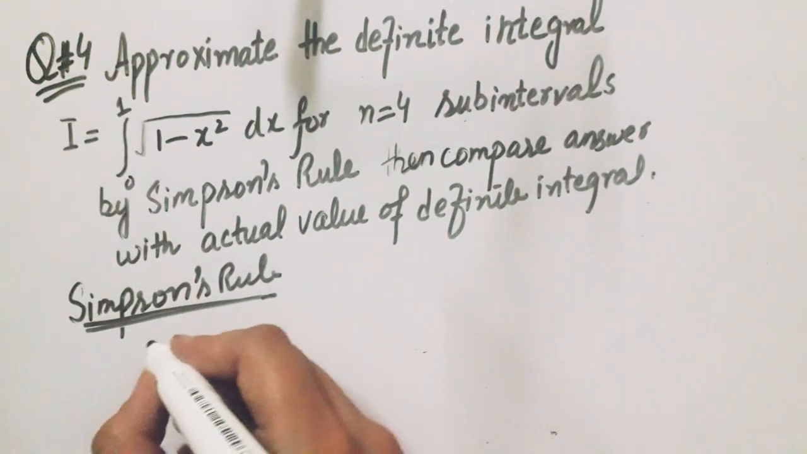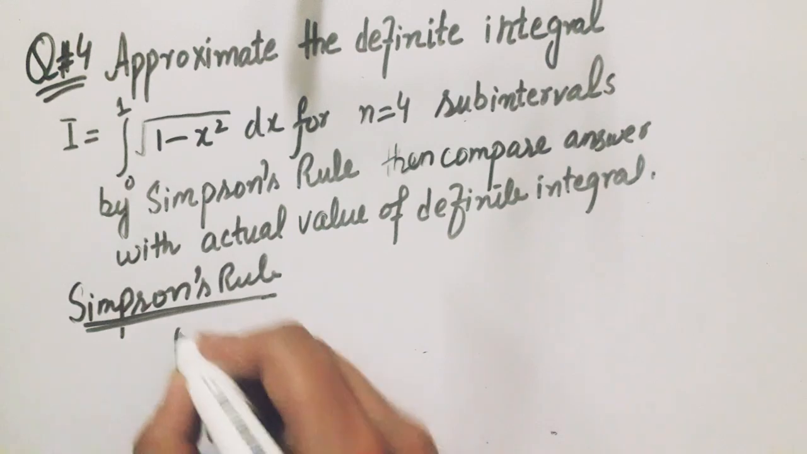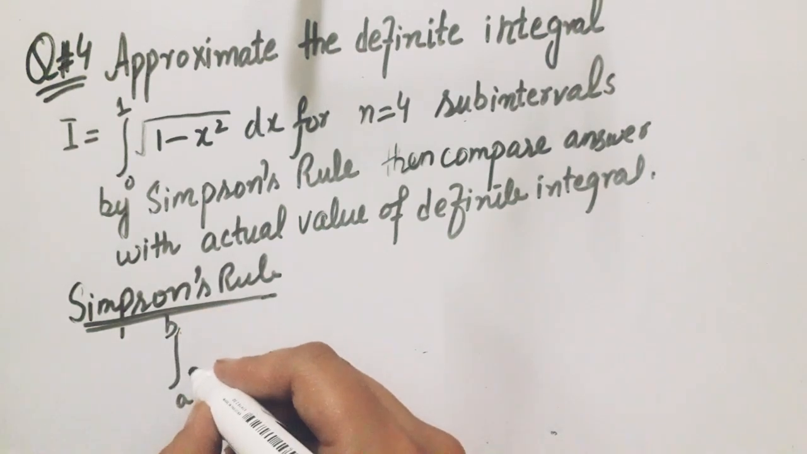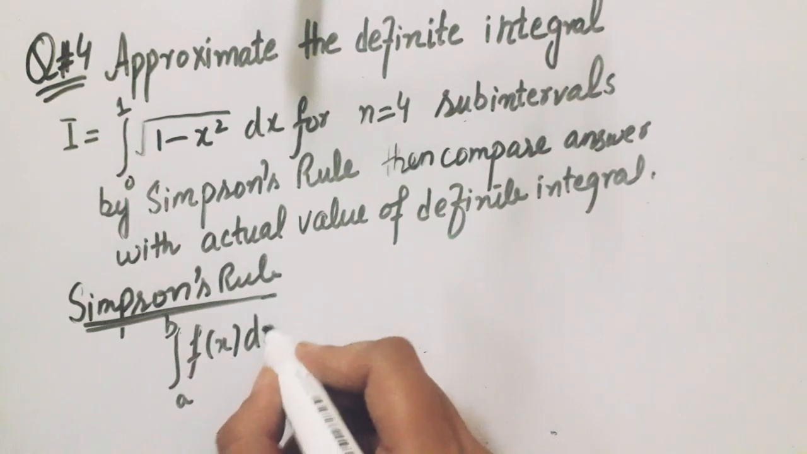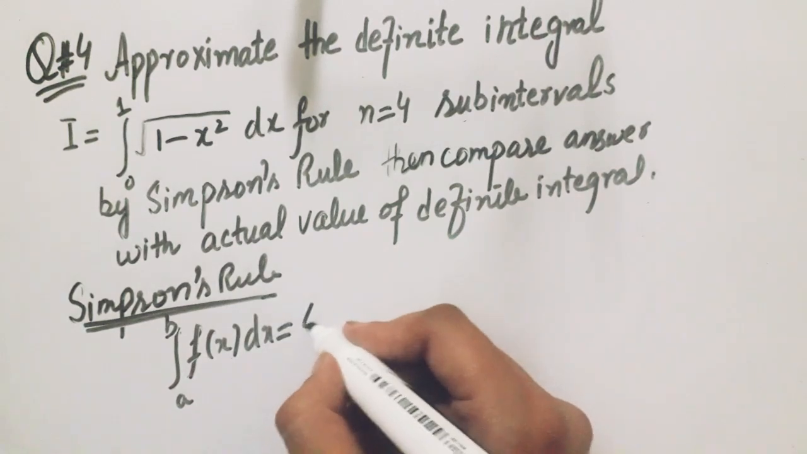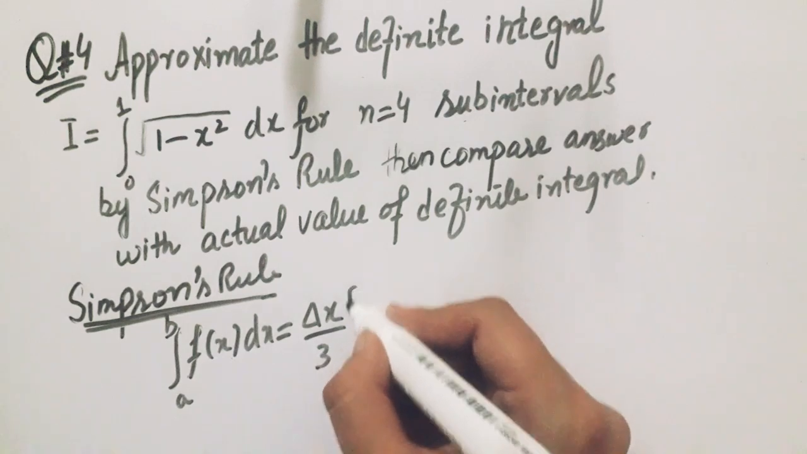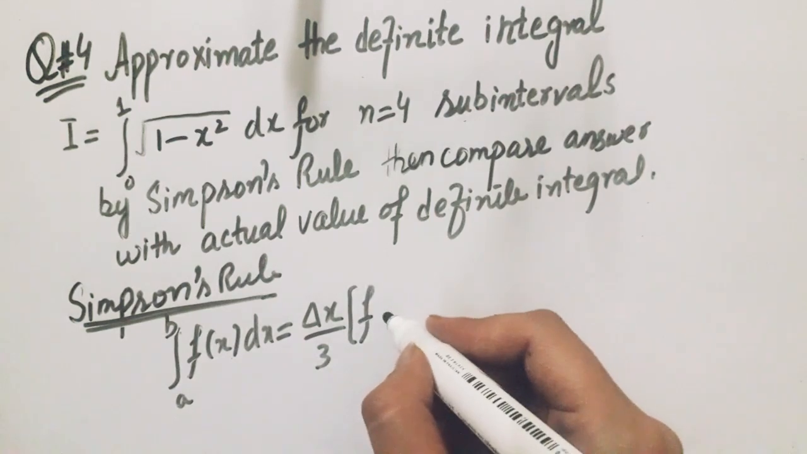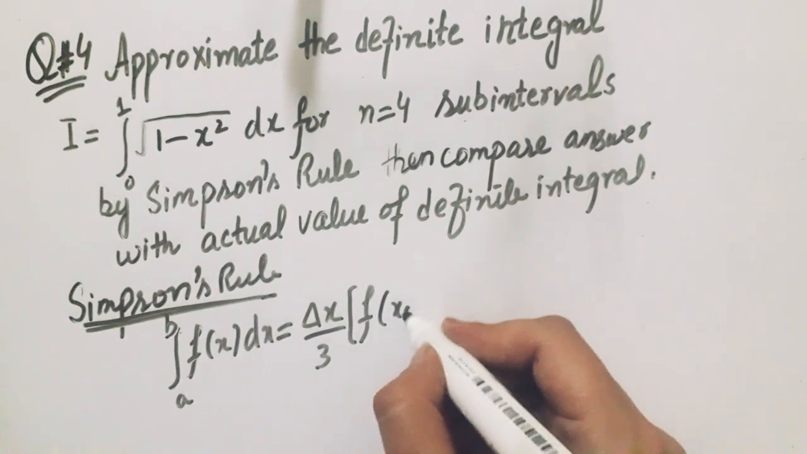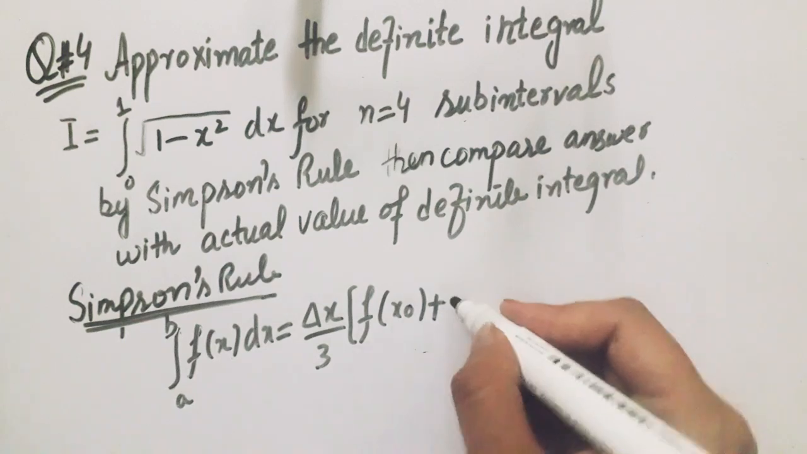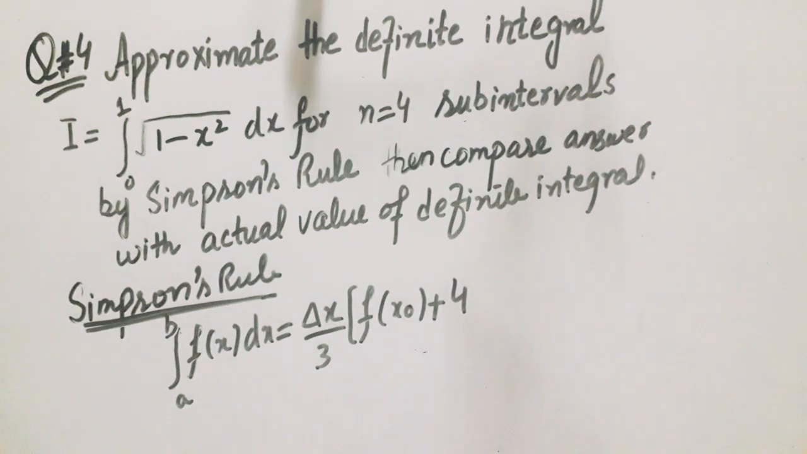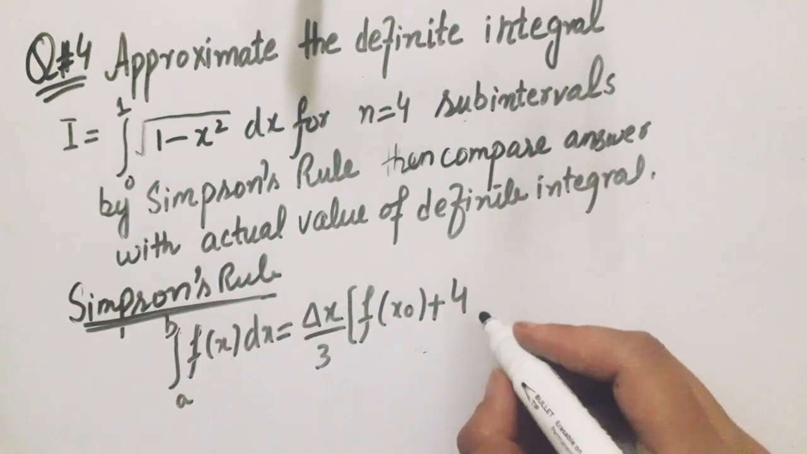So this rule is, from a to b, f of x dx will be equal to del of x divided by 3 times f of x naught plus 4. We use here the Pascal triangle.